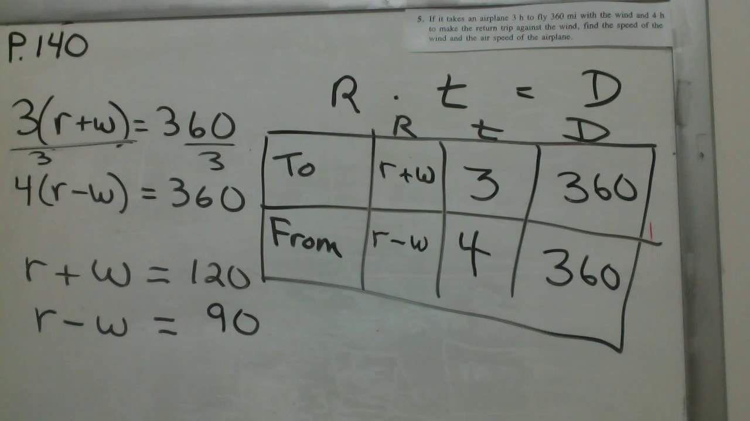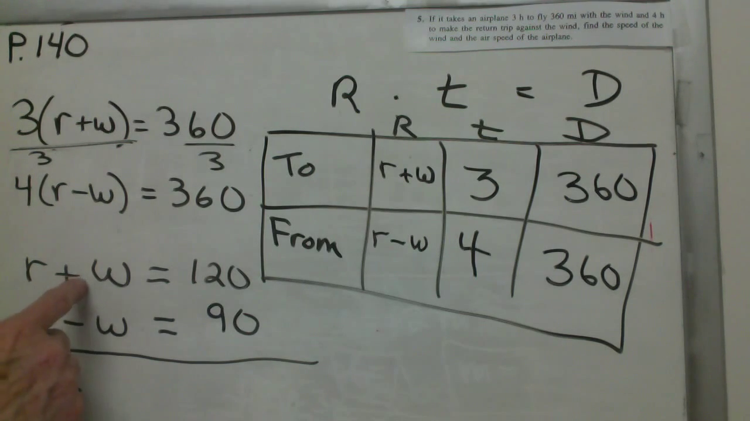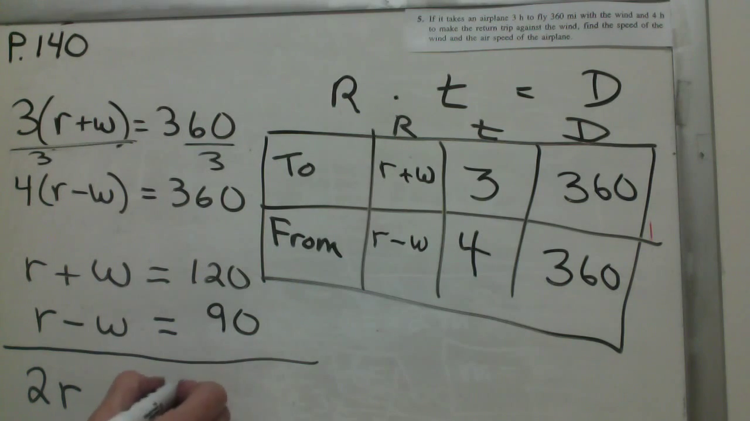Now, look, I have a system: 2 different equations in the same 2 unknowns. Look what happens when I add them. You think I could add them there? Yeah. I get 2R plus W minus W, that cancels out, equals 210. Solve for R by dividing by 2.